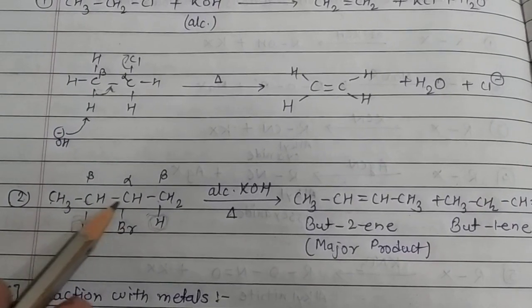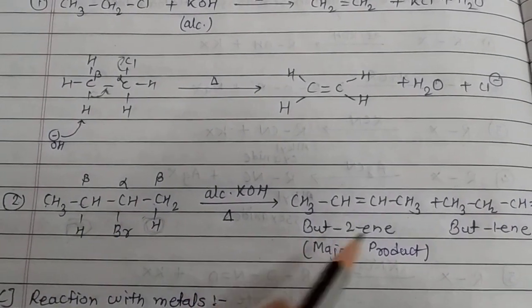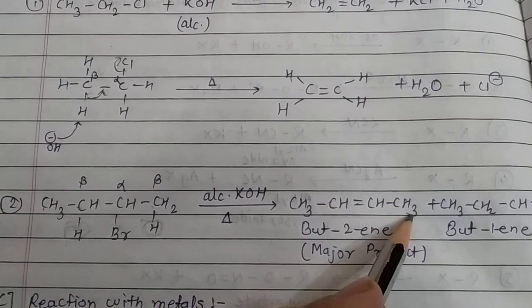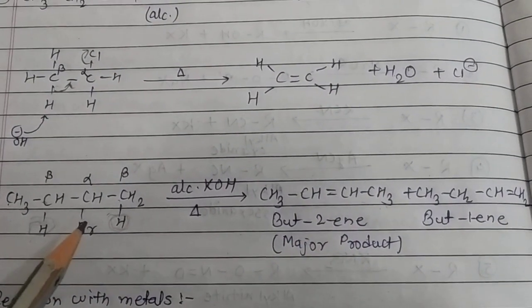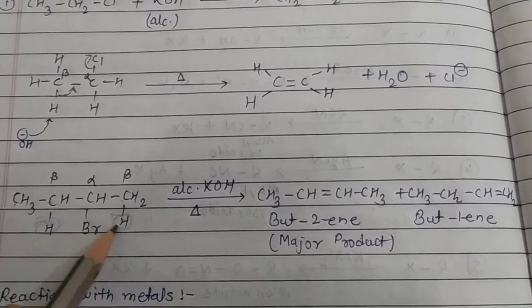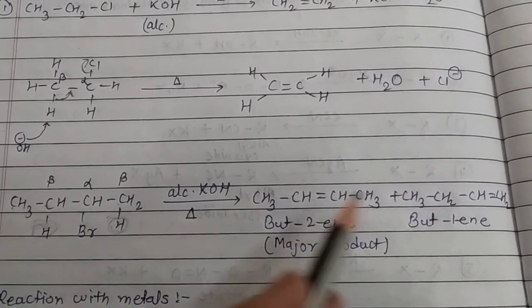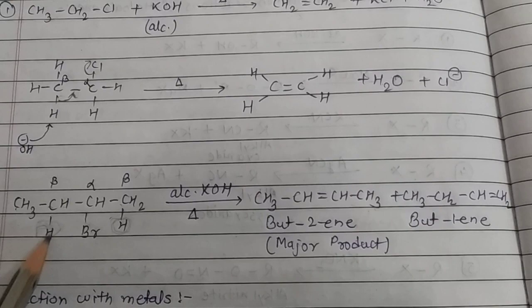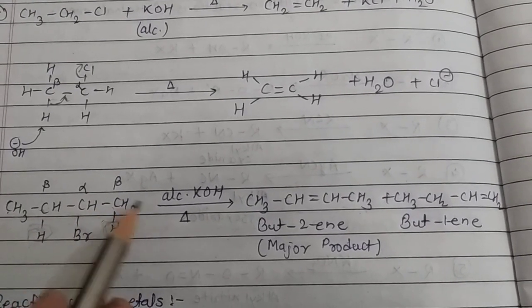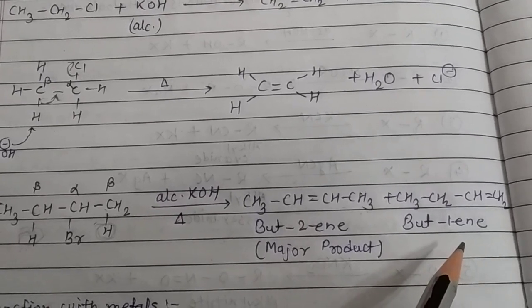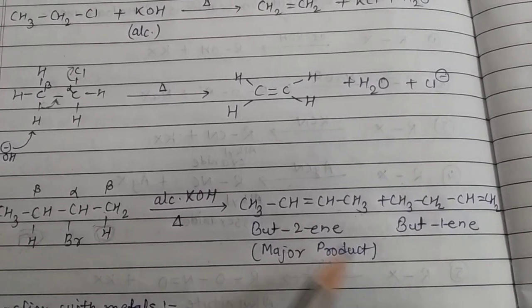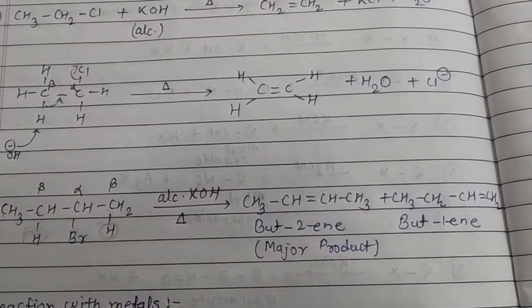so we will get this product, CH3, then CH, because this hydrogen is gone, and a double bond CH, the halogen is also gone, and then CH3. So but-2-ene. And the second one is this, so remove this H and Br, so CH3, this CH2 will be as it is, then CH double bond CH2, it is but-1-ene. So with alcoholic KOH we will get these 2 products, but but-2-ene is the major product.